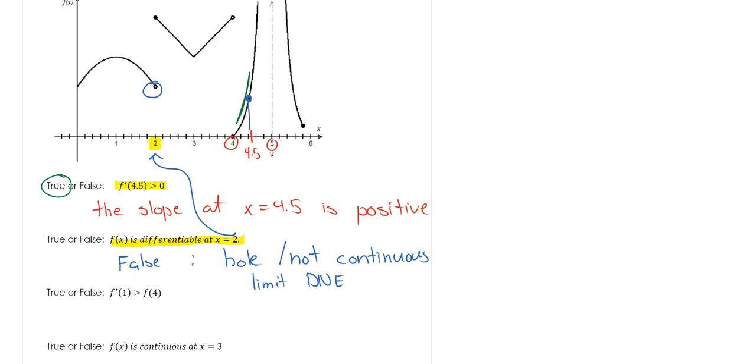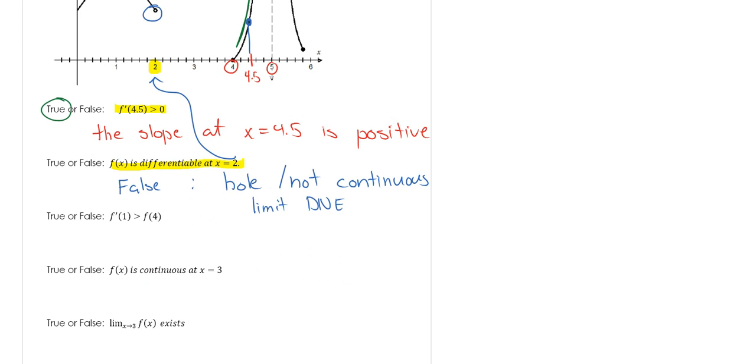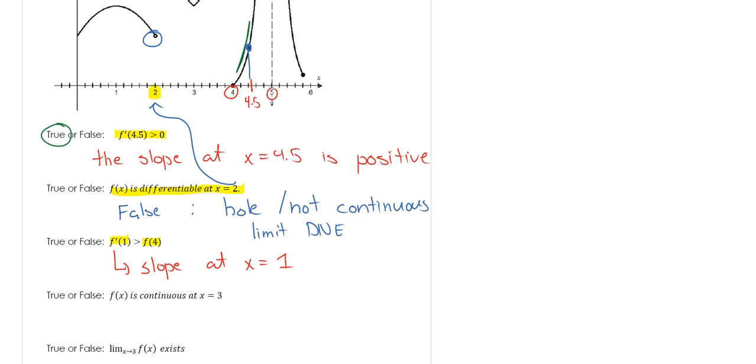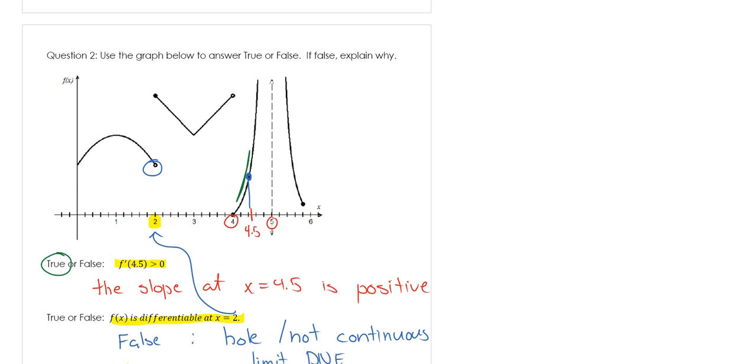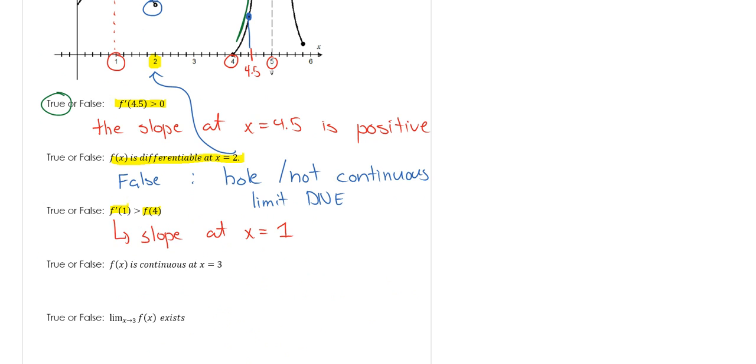Okay, good. Part 3 now. F prime of 1 is greater than f of 4. Okay, so f prime of 1 is basically saying the slope at x equals 1. So what's the slope at x equals 1? Well, if I look at my graph here, here's x equals 1, and if I go straight up, you'll notice that I'll have a horizontal tangent line. So the slope here has to equal 0. All right, so if I go back to my question here, if I ask you what f prime of 1 is, that's going to be 0 because the slope is 0.